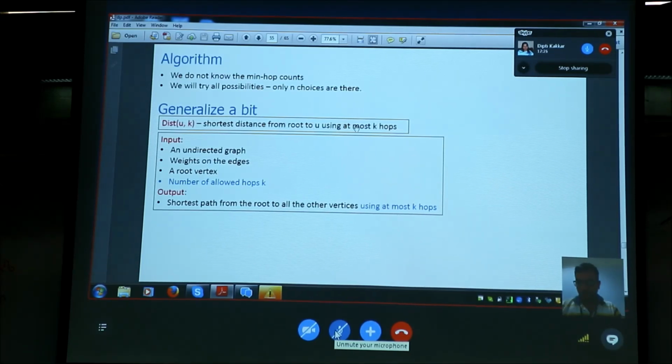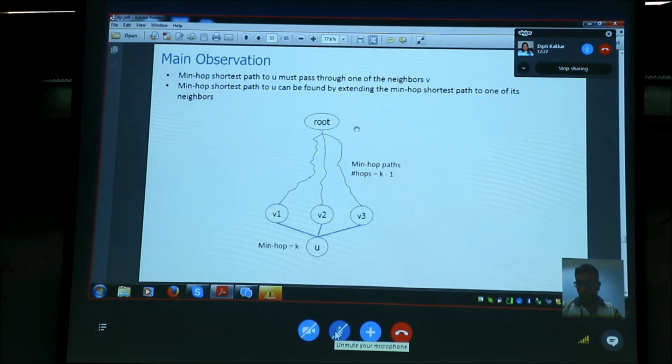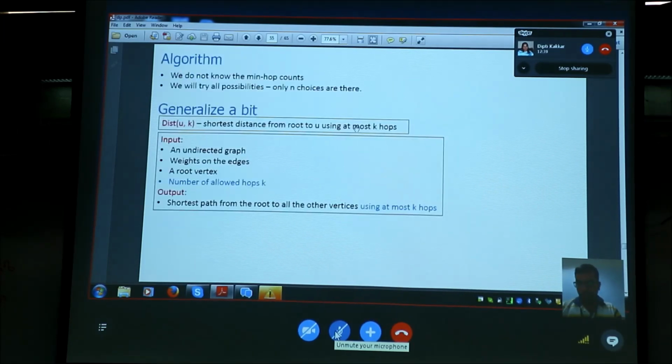Maybe from root to u, the actual shortest path is 100 long, right? It has 100 hops. I may ask for only 50 hops. Then you may not really be able to achieve the real shortest distance, but do as much as you can, right? Do as best as you can. Do only k hops, but do as best as you can. That is this problem. Okay?